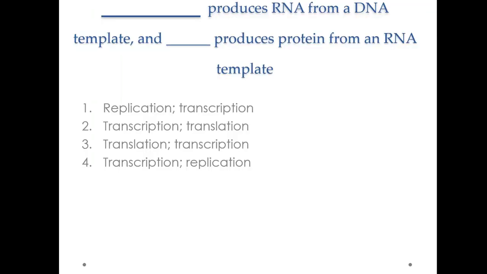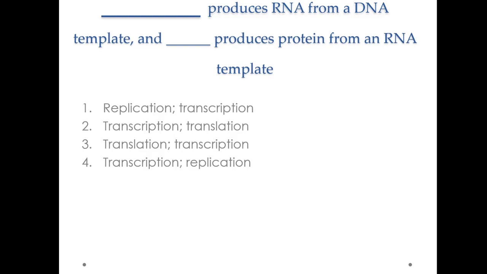Okay, let's do a quick comprehension check. Blank produces RNA from a DNA template, and blank produces protein from an RNA template. Okay, so think about that. Which process produces RNA from a DNA template? And which process produces protein from an RNA template? Is it replication, transcription; transcription, translation; translation, transcription; or transcription and replication? It's number 2. It's transcription and translation.